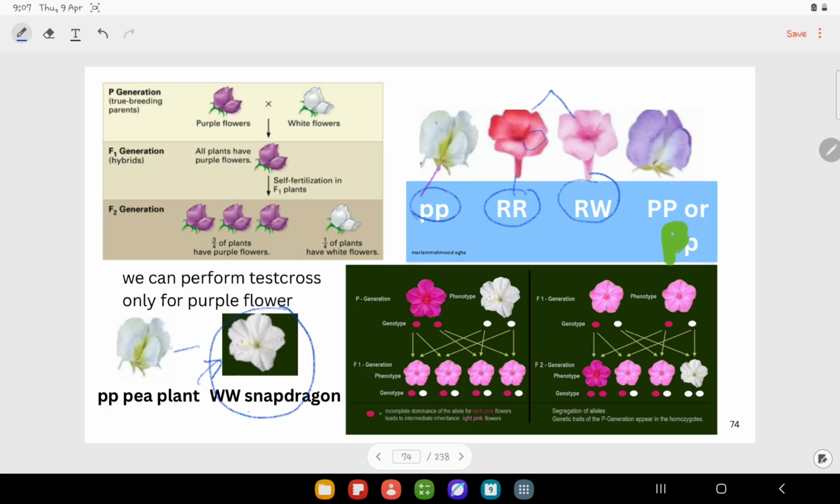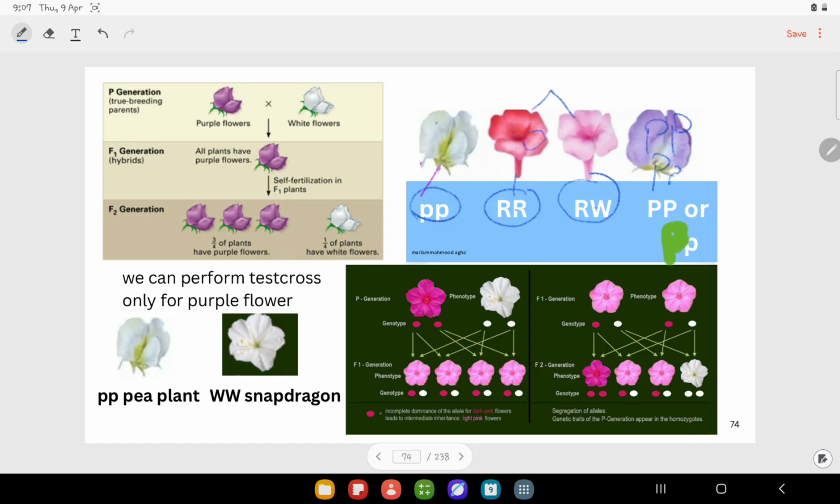Pay attention to the white pea plant and the white snapdragon, like their shapes. This one will be P small if it's for Mendelian genetics, the pea plant, while the white flower snapdragon is WW. Please pay attention to them. And what about the purple flower? The purple flower may be either P capital P capital or P capital P small. So which one of these four needs a test cross? If it's unknown, we have an unknown dominant genotype.